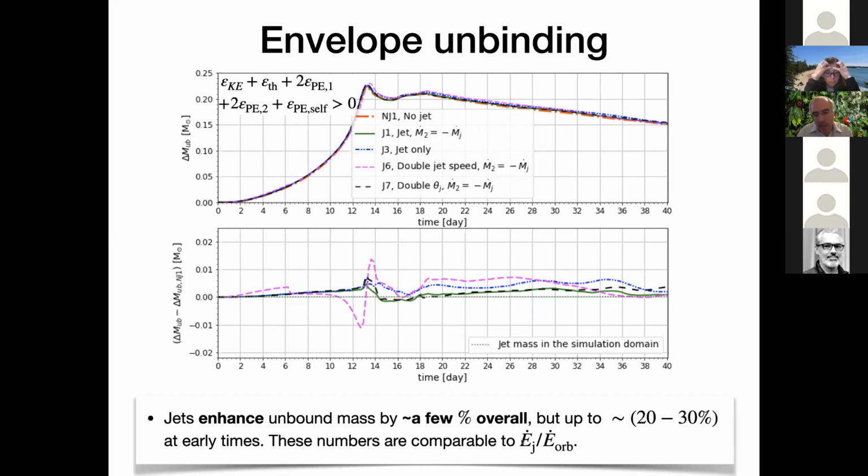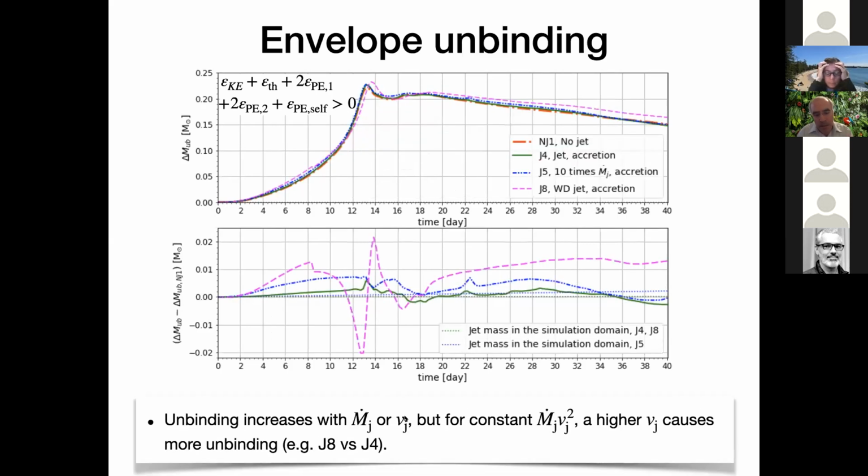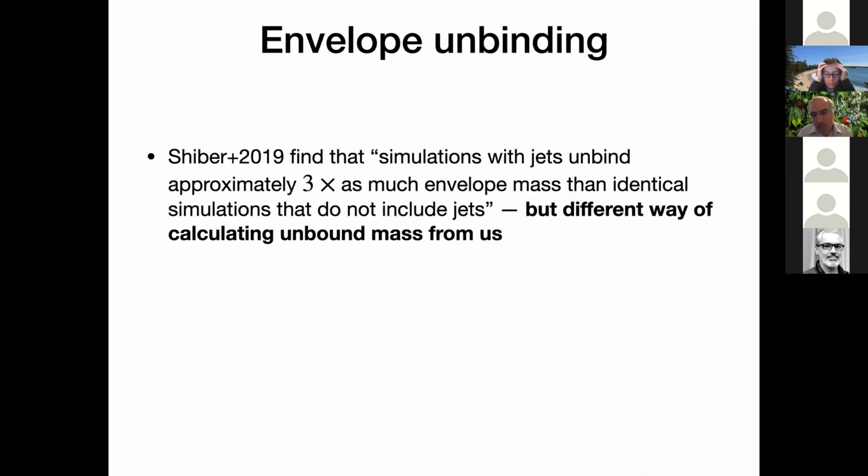And these numbers are comparable to the jet power divided by the rate of orbital energy release. So it's kind of predictable by theory. And these are for the accretion runs, and you get slightly higher unbinding. You also see that J8 and J4 have the same power, but J8 has a higher velocity. It's the white dwarf run, and you see that actually helps you more. So the velocity matters more than the mass accretion rate for equal power jets in terms of unbinding at early times.